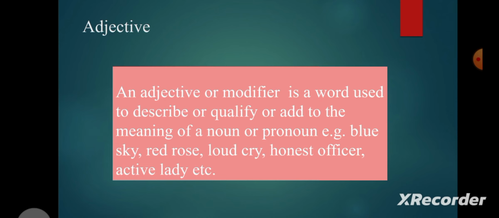I am repeating. An adjective or modifier is a word which is used to describe a noun or pronoun. An adjective or modifier is a word which is used to qualify a noun or pronoun, or it is a word which is used to add something to the meaning of a noun or pronoun.